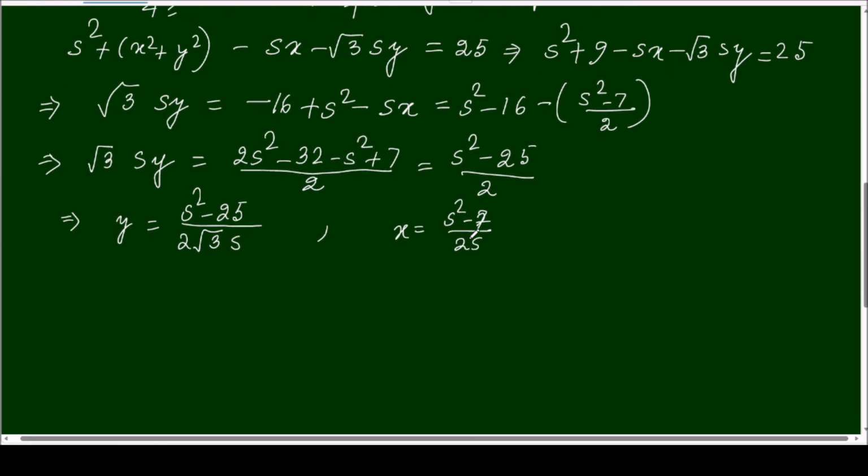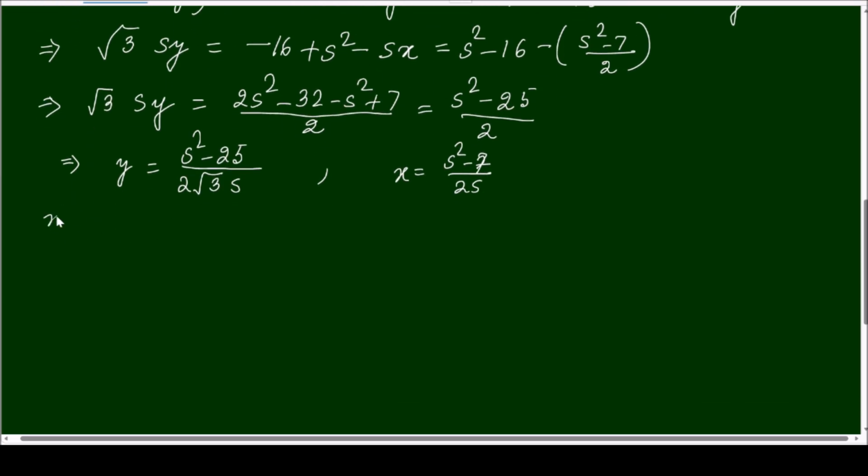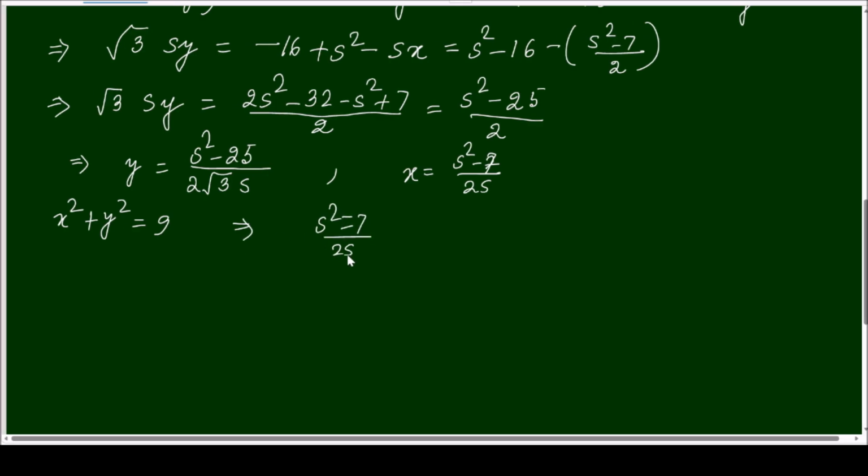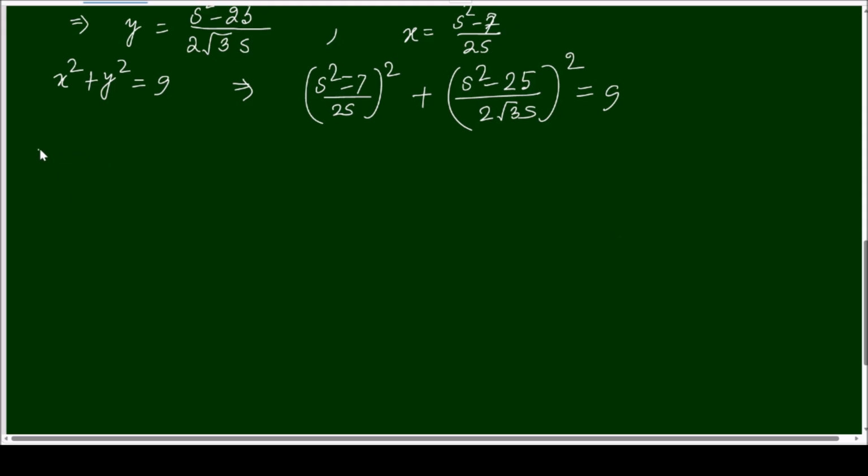Now I'll put this x and y in the equation. It was x square plus y square equals 9. So that means ((s square minus 7) by 2s) whole square plus ((s square minus 25) over 2 root 3 s) whole square equals 9. So it will be (s square minus 7) by 4 s square, it can be written in this way, plus (s square minus 25) by 12 s square, equals 9.